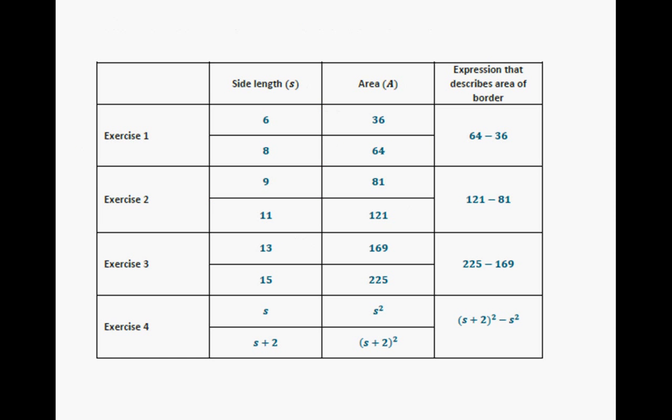So if you were using your table, if you were filling it out as you were going, you probably could have surmised the answers for exercise 4 based on the pattern that is created by the first 3 exercises, where you have the side length and you have a side length plus 2. If you square that side length and then square the expression side length plus 2, then because you are subtracting the smaller square from the bigger square, that would result in this particular expression.